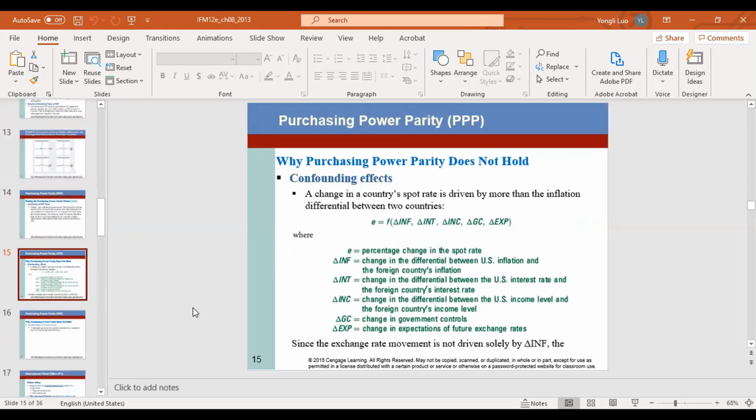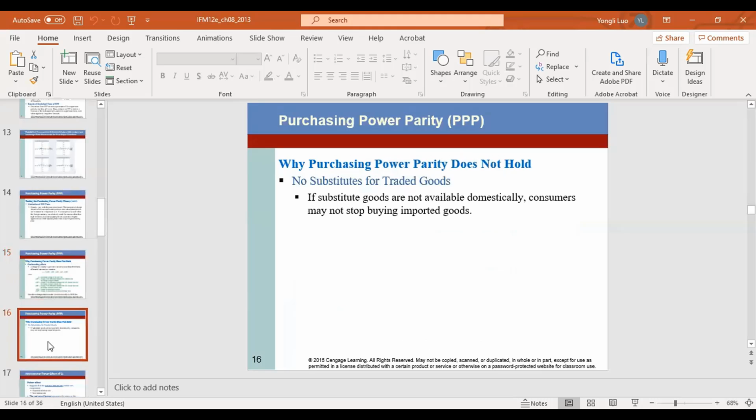Why does purchasing power parity not hold? Confounding effects: changes in a country's spot rate are driven by more than the inflation differential between two countries. There are many other factors. Also, there are no substitutes for traded goods.